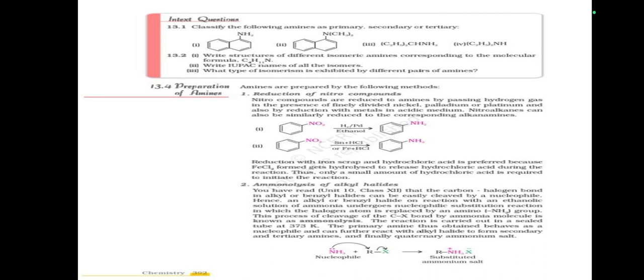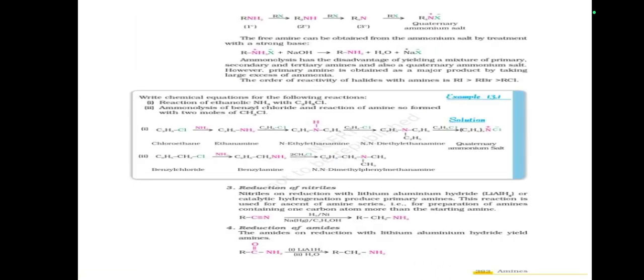This process of cleavage of the C-X bond by an ammonia molecule is known as ammonolysis. The reaction is carried out in a sealed tube. The amine formed is a nucleophile and can further react with alkyl halide to form secondary and tertiary amines and finally a quaternary ammonium salt. The free amine can be obtained from the ammonium salt by treatment with a strong base.